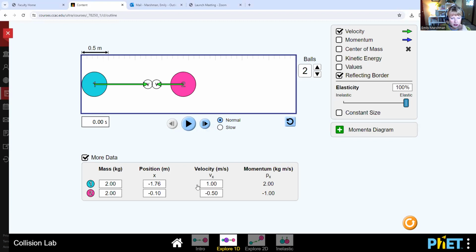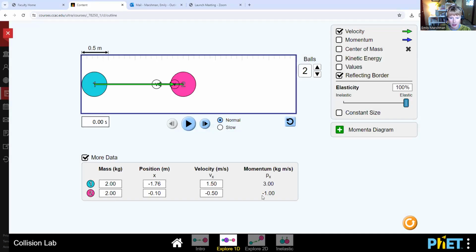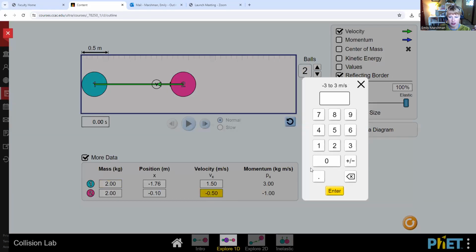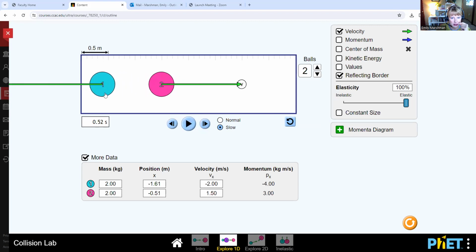And we're going to make the velocity for the first one 1.5. And the velocity for the second one was -2. So just click negative right here to make it negative and then 2. Okay. I'm going to make this slow so we can see what happens. So let's see. They collide and bounce off of each other.